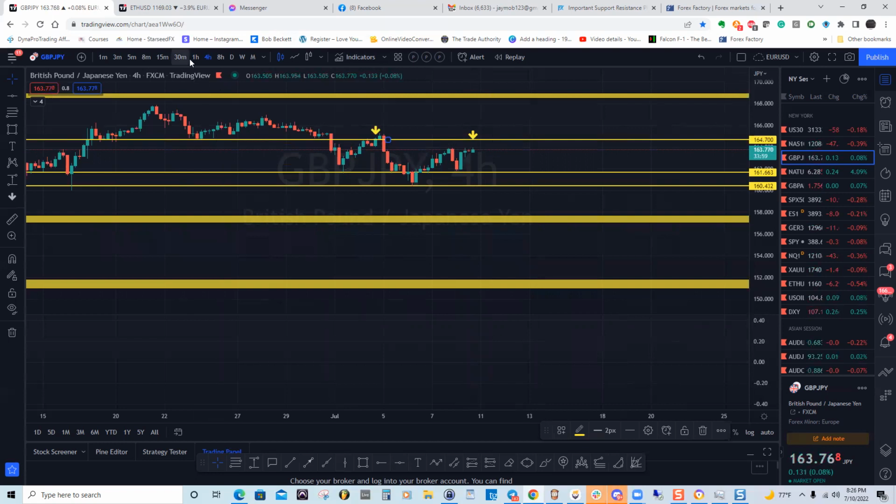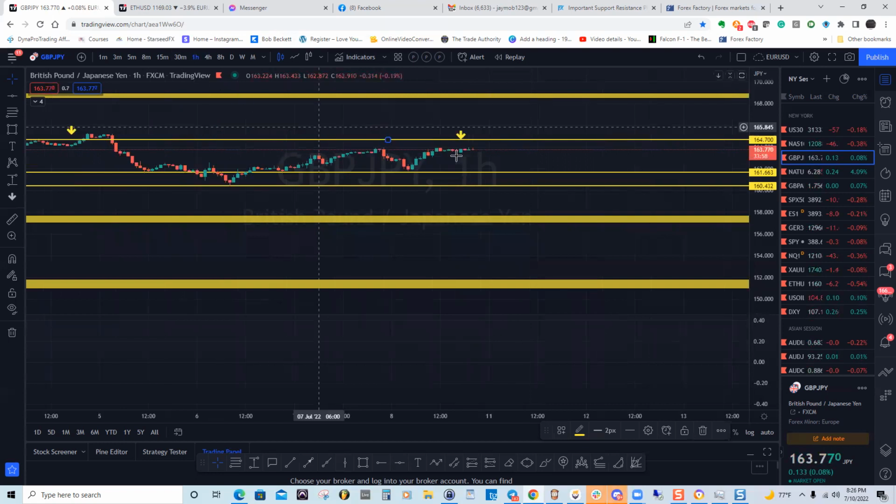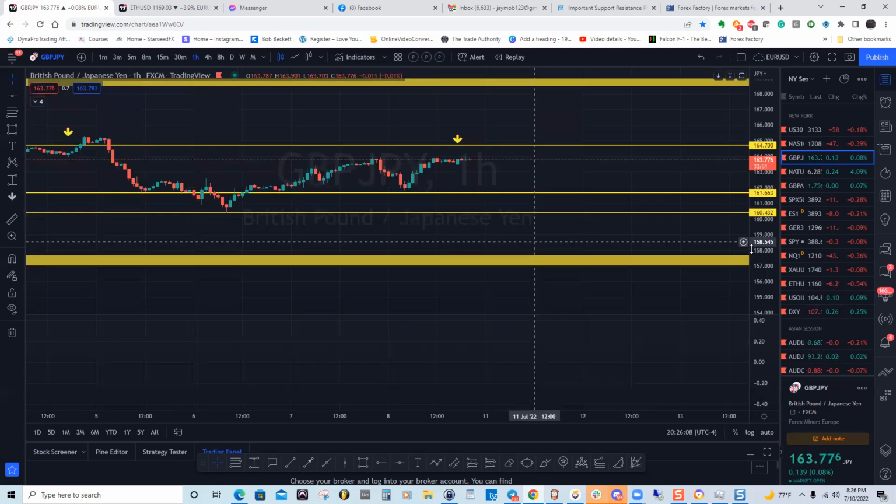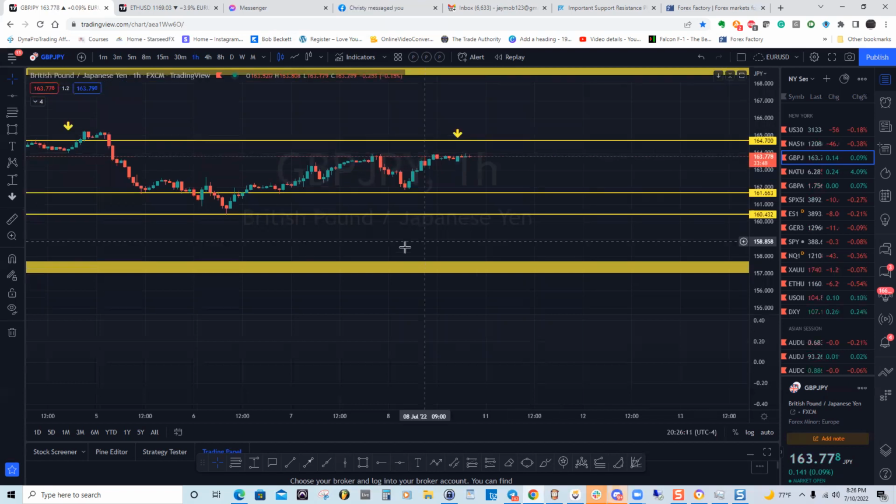Let's look at the 1 hour time frame. See, it's consolidating right now. See that? So me personally, I wouldn't be taking a trade on this market, not until I have some clarification of what's happening.